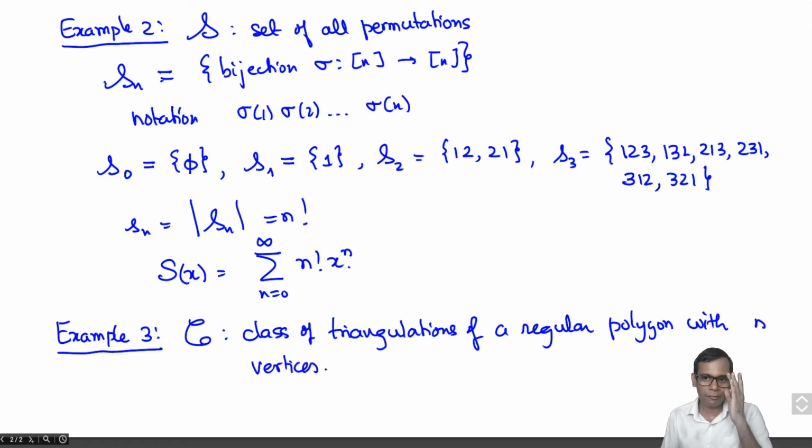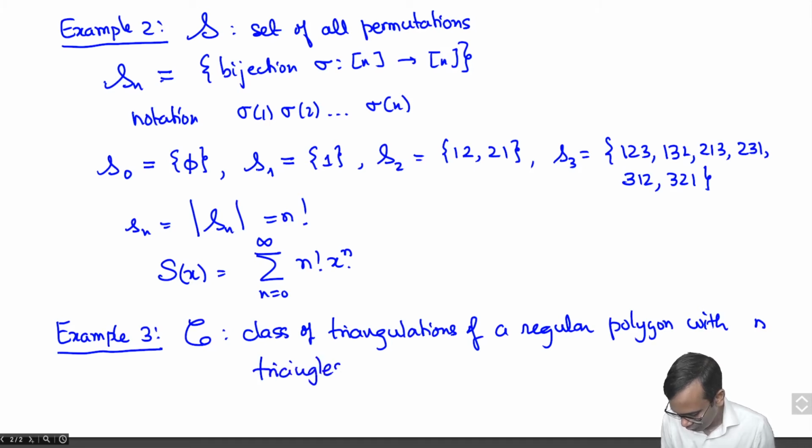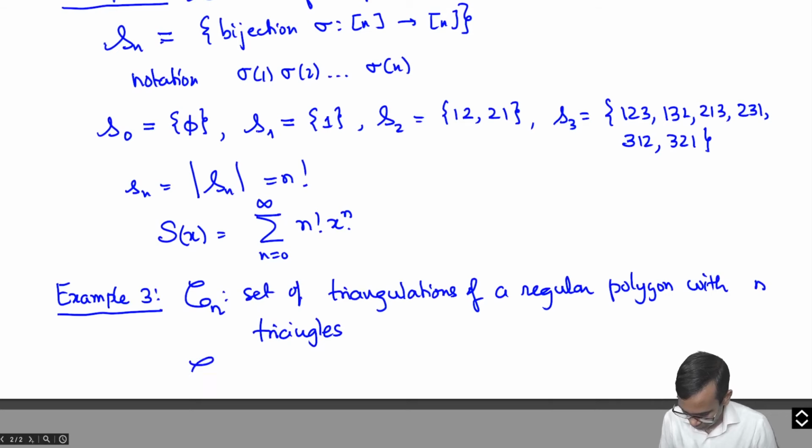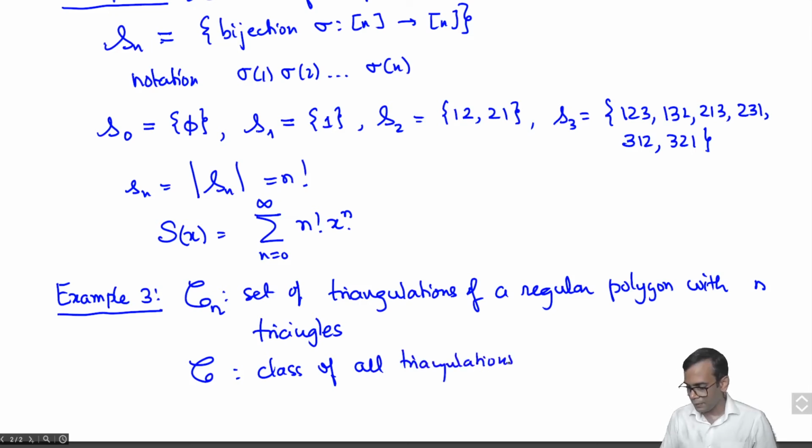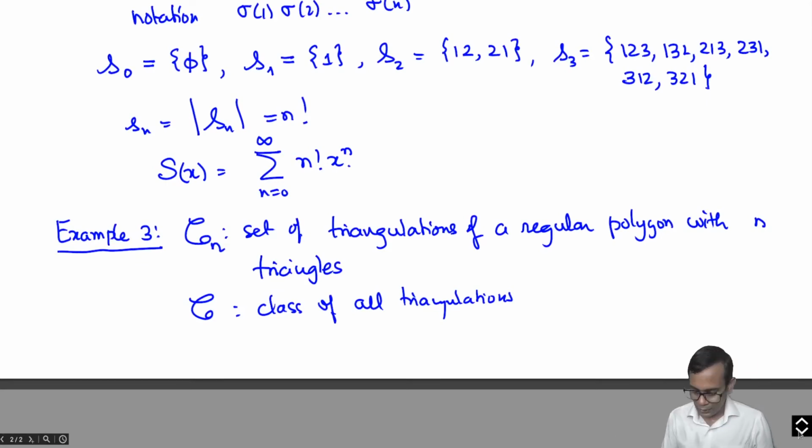So here for each n we fix one regular polygon. Maybe you can take it to be the nth roots of unity in the complex plane, and then try to write down all its triangulations, not with n vertices, with n triangles. So we'll see the relation between the number of triangles and the number of vertices. So Cn is the set of triangulations, and C is the class of all triangulations. The size of a triangulation is the number of triangles in it.